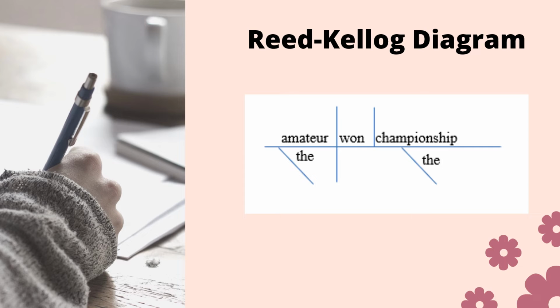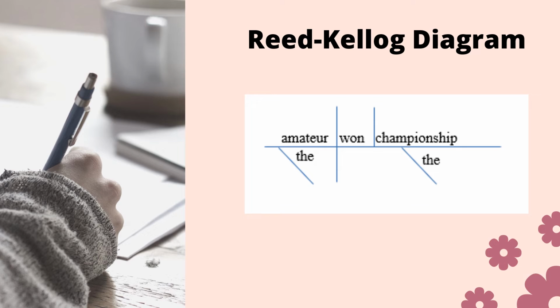If it is an adjective, article, or adverb, you put it here, below. So adjective, article, and adverb are put below. If it is a direct object, you put a vertical line.